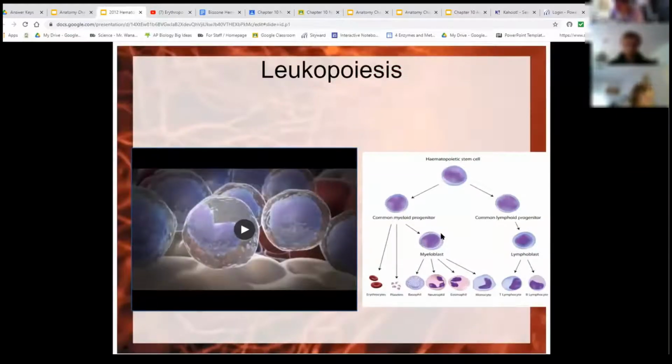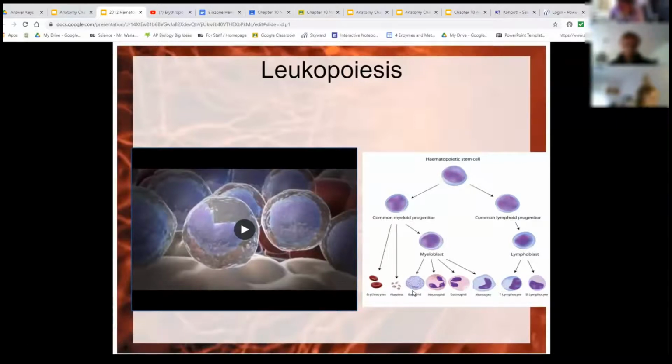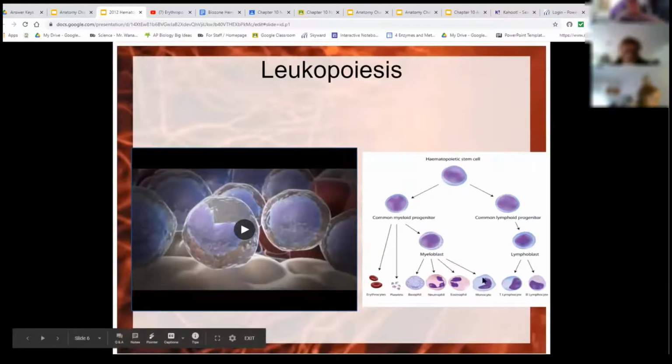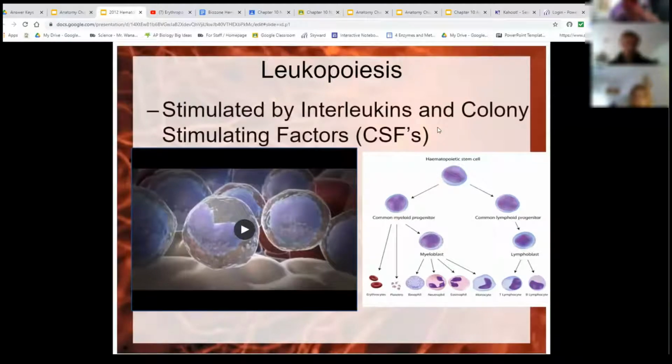Leukopoiesis is the formation of leukocytes, right? The formation of white blood cells. So remember, we identify them based on their nucleus. The multi-lobed neutrophil, the headphone-looking nucleus of the eosinophil, the basophil that has really large granules, so you hardly see the nucleus. Your B cells and T cells, those lymphocytes, kind of look like eyeballs. The monocyte has that kidney-shaped nucleus.